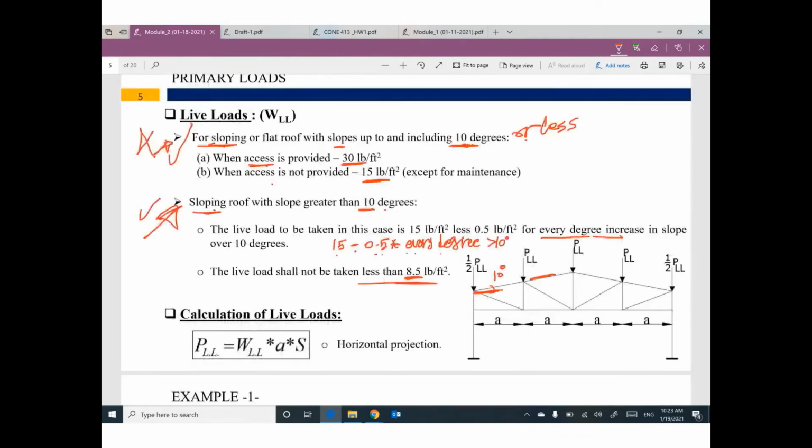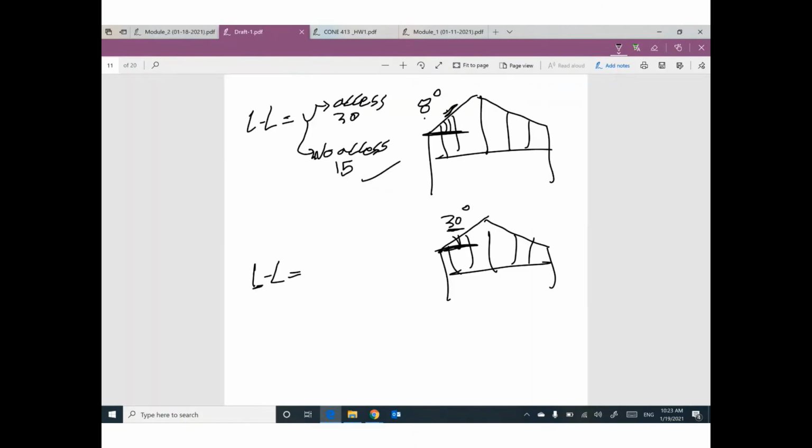For the second case, your sloping angle is 30. 30 means I am here. So your live load will be 15 minus 0.5 times each degree greater than 10. How many degrees do you have greater than 10? The total angle right now is 30, so we have 20 degree greater than 10. Your final answer will be 15 minus 10 equal 5.